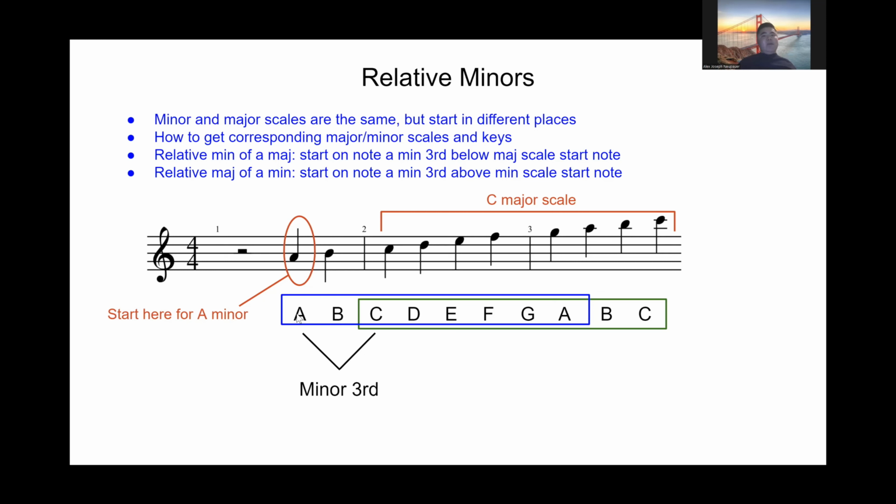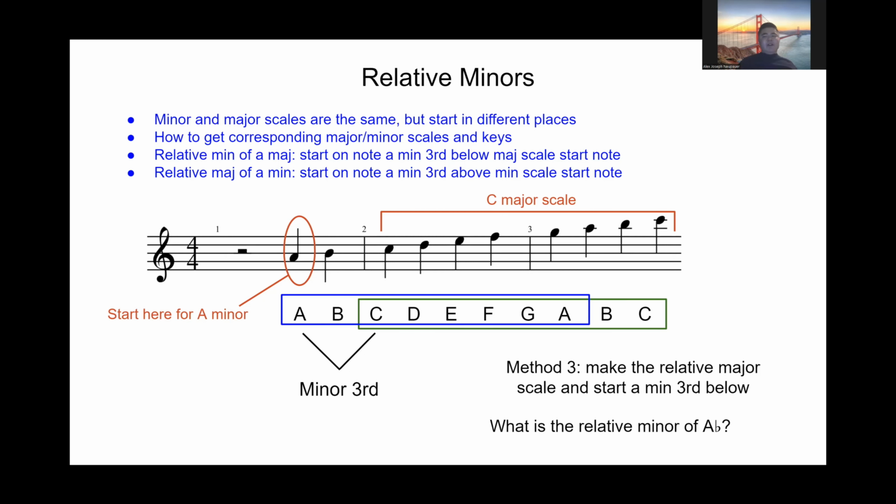Well, A and C are a minor third apart. That means that if you want to get the relative minor of a major scale, you start on the note a minor third below the starting note of the major scale. If you want to get the relative major of a minor scale, then you go a minor third up from the starting note of the minor scale, and you start there instead. So there is another way to make a minor scale, which is to start at the relative major scale, but then go down a minor third from the start note and start there instead.